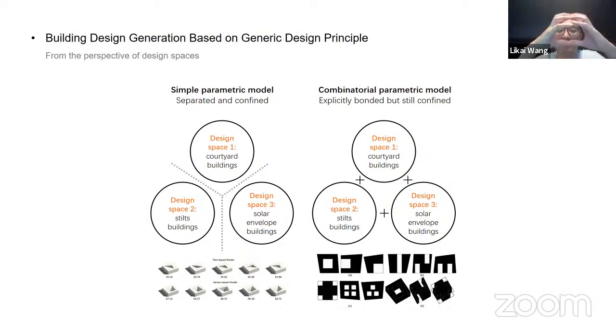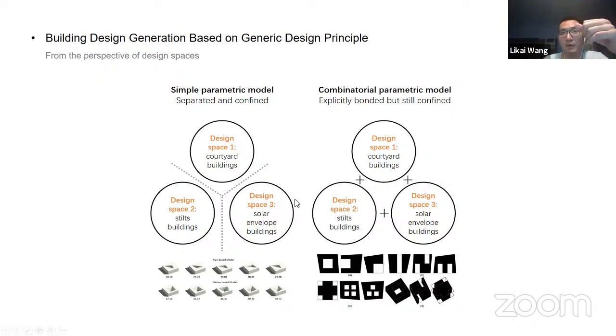If we use a very simple parametric model like this one, usually each parametric model only generates one type of building. For example, a building with one courtyard in the center, or a building with a feature like the solar envelopes. So the design spaces are actually separate. Each design space only has one specific family of design solution.